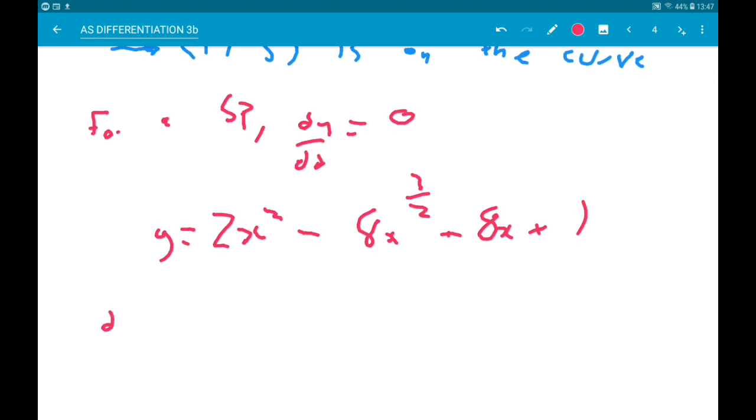So dy by dx is going to be 4x minus, now 8 times 3 halves is 8 times 3 divided by 2. So that's 24 divided by 2, so that's 12. So we have minus 12x to the power 1 half, add 8.